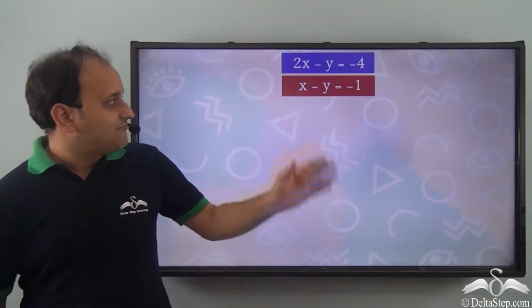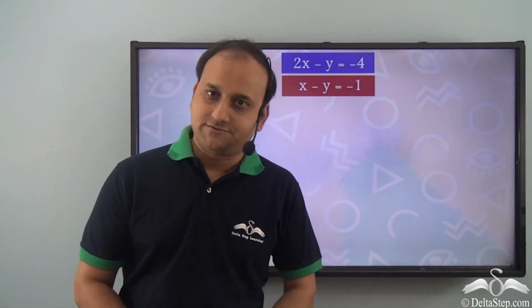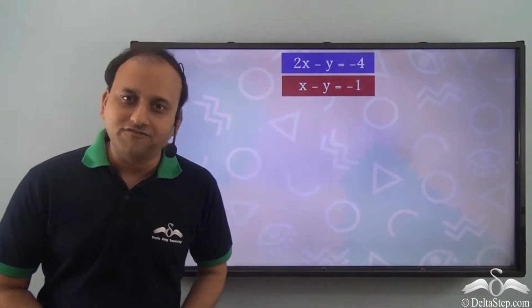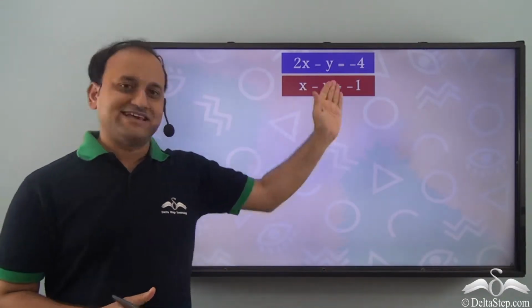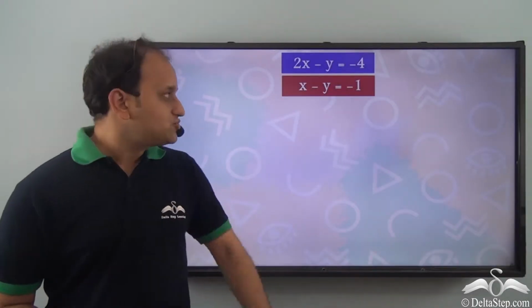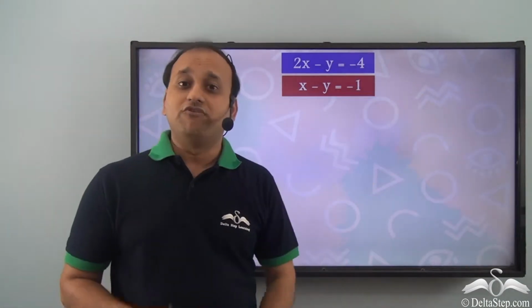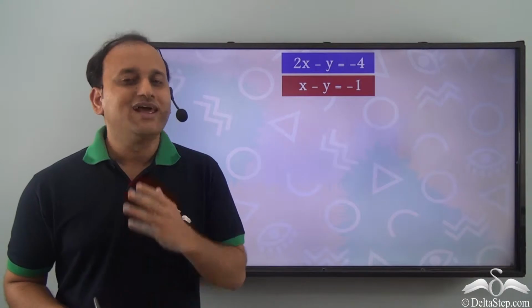So here we have two linear equations in two variables. Now you must have solved such equations earlier in which you need to find the value of x and y such that it satisfies both the equations. But what if I tell you to solve these two equations with the help of only graph? Is that possible? Well, it is.